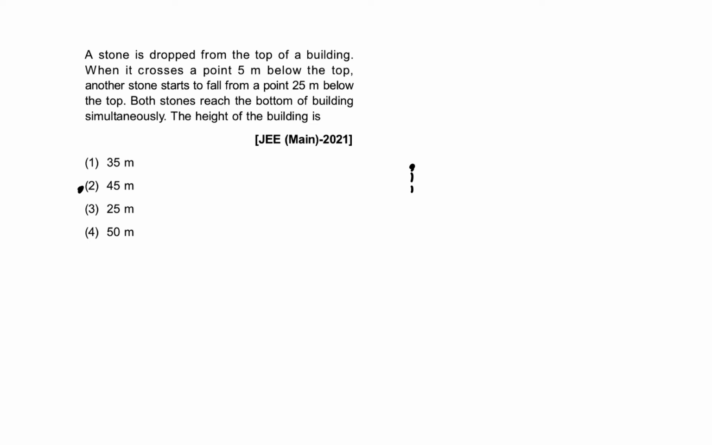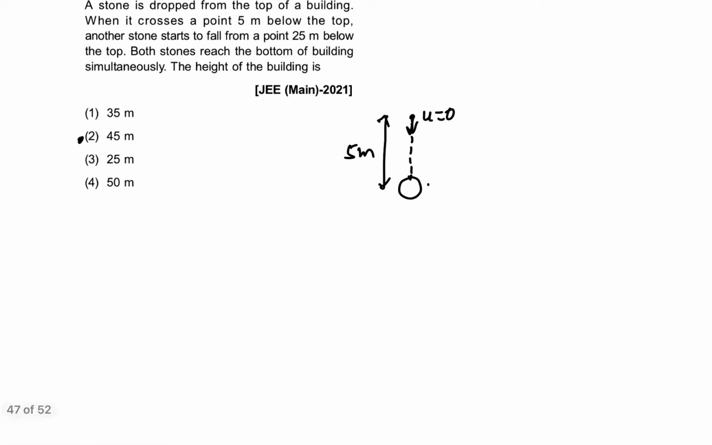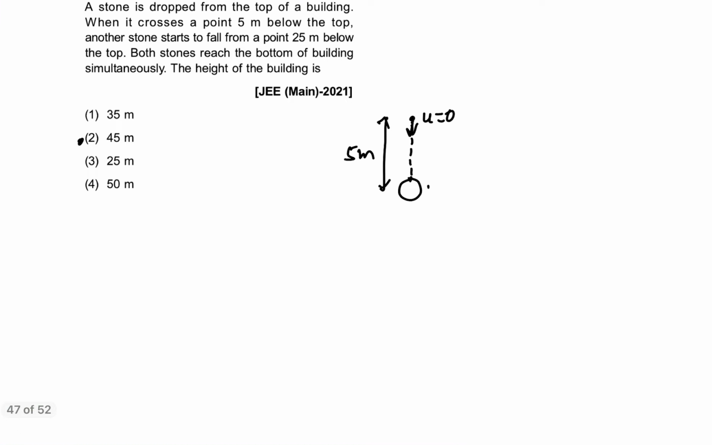You see here, from the top a ball is dropped. This ball is reaching 5 meters. This distance is how much? 5 meters. It is dropped, actually, so u is equal to 0. Now whenever it has reached here, 5 meters, the velocity of this body is v is equal to root over 2gh. That value is root over 2 into 10 into 5. We can see that 10 meter per second is the velocity.